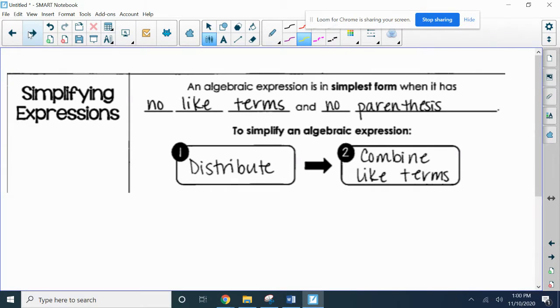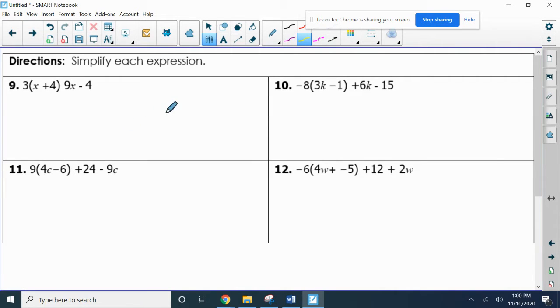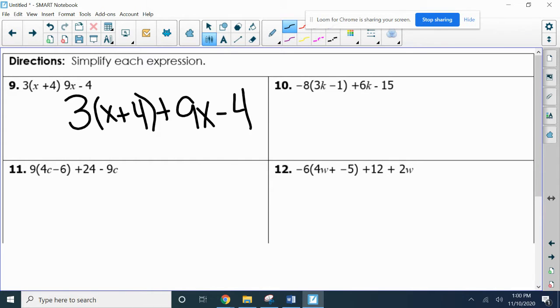So to simplify an expression, you should have no like terms and no parentheses. So in order to simplify an expression, you must first distribute. And then once you're done with all of your distributions, you are going to combine any like terms. So if we look at this first one, this is missing a plus sign. All right, so this first one should say 3 parentheses x plus 4, plus 9x minus 4.